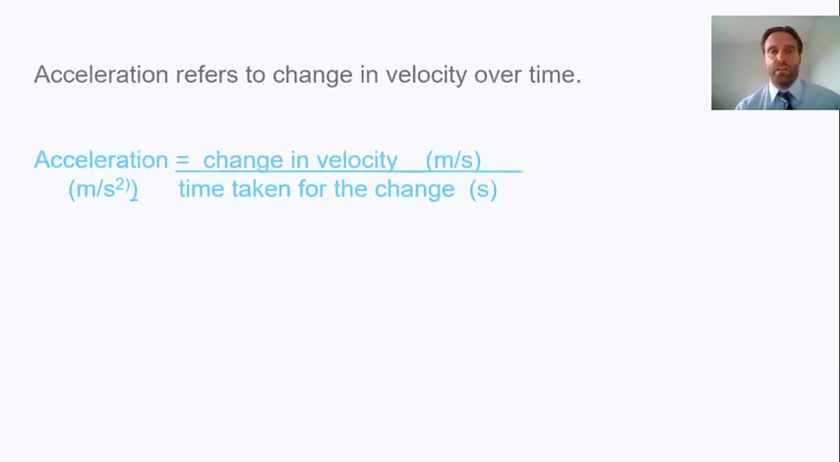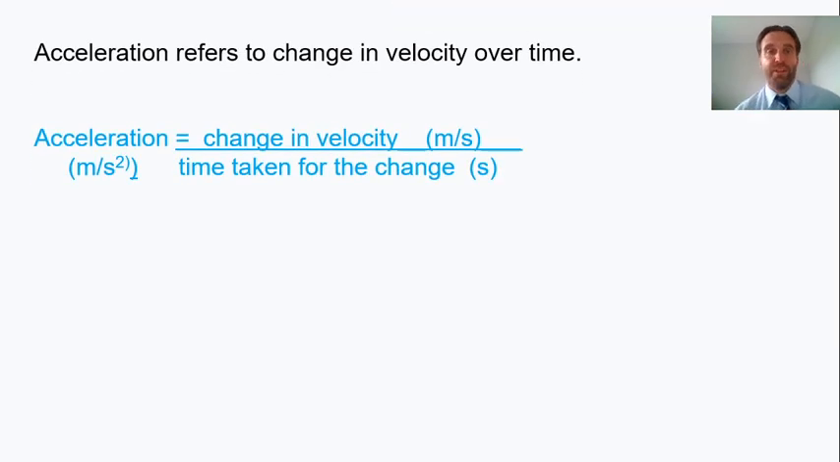So, as per normal, like it or not, there is an equation to go with that, and it's hopefully quite a nice simple one. We're looking at the size of the change in velocity, and then we're dividing that by how long that change has taken.